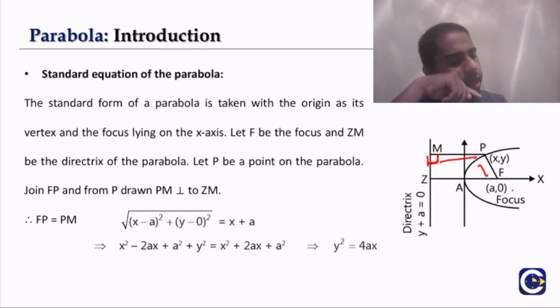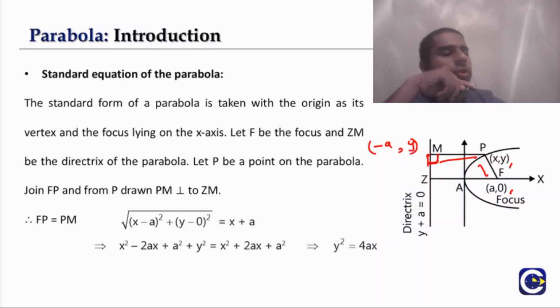And if you take F as a comma 0 and P as x comma y, then what should this point be? This point has the same ordinate as the P point. Ordinate means y coordinate, so it has the same y coordinate as the P point, so y, right? And the directrix is always at a distance of a, the focal length, from the vertex. So this is minus a comma y, right?